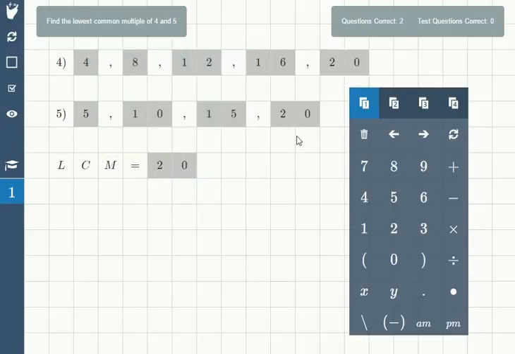So by now you might be starting to think, hey, wait a minute, why do I need to list the multiples? To get the answer, all I have to do is multiply the two numbers together. If you do that, that will give you the correct answer sometimes, but not all the times. If you multiply the two numbers together, it will give you a multiple of both those numbers, but not necessarily the lowest common multiple. Let's have a look at what I mean.